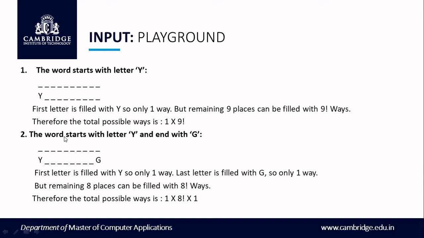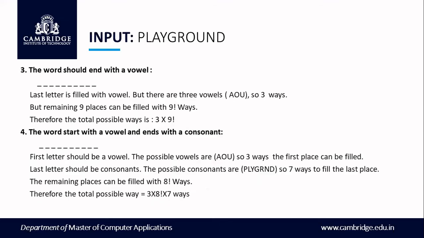Similarly, the word starts with the letter Y and ends with the letter G. So it is a 10 character word. First is Y and last is G. It is fixed. In between, you have 8 possible places. The first letter is filled with Y, only one way, and the last letter is filled with G, only one possible way, but the remaining 8 places can be filled in 8 factorial ways. Therefore, the total possible way is 1 into 8 factorial into 1, which is nothing but 8 factorial ways.